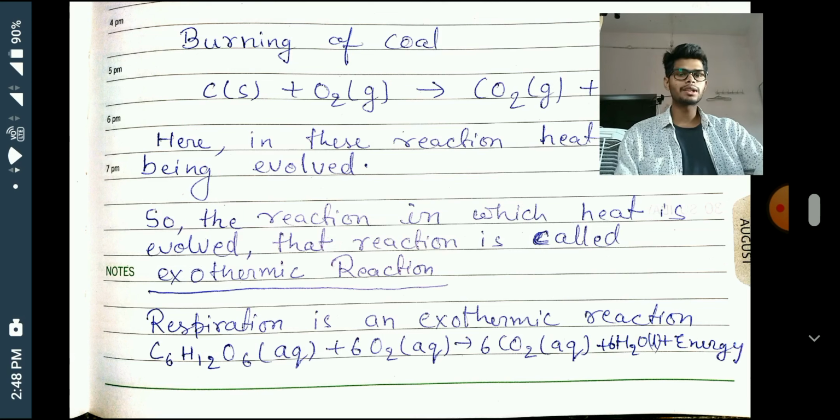So carbon dioxide is being released, and we exhale carbon dioxide through our nose. You will read the whole process of how carbon dioxide goes from the cells through the lungs and how it comes back in chapter number 6. So here we get the energy. Energy is also a form of heat, and heat is also a form of energy. So you can say that respiration is also an exothermic reaction.